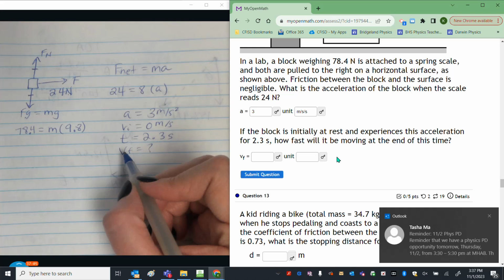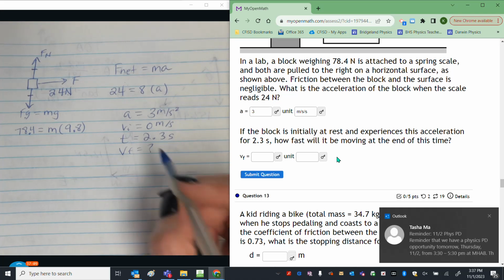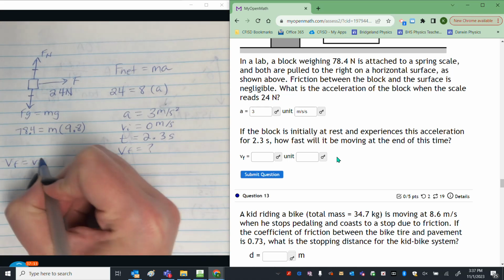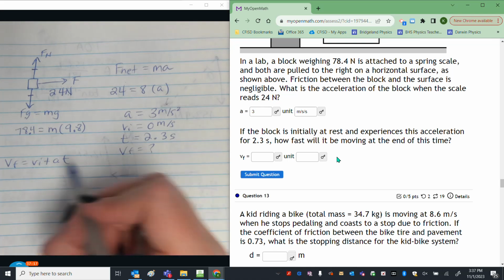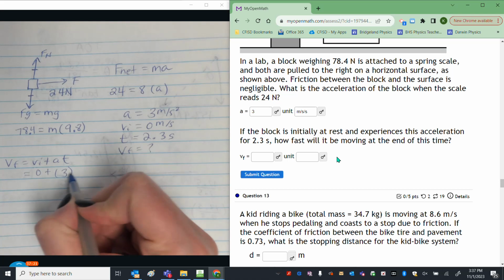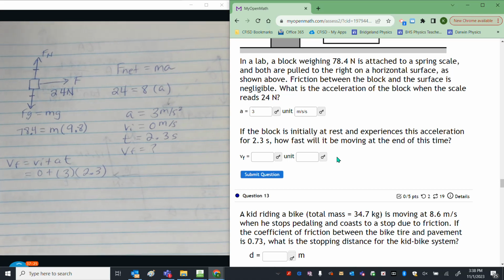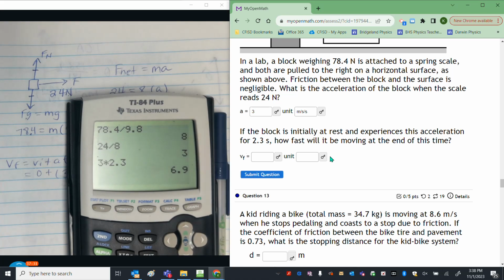So if we take a look at these variables and you look at your equations, this is the one you're going to want to use: VF equals VI plus A times T. Okay, and if we substitute in, VF is equal to 0 plus 3 times 2.3. So that's all you're going to do, 3 times 2.3, and that will give us our final answer. Our final velocity should be 6.9 meters per second.